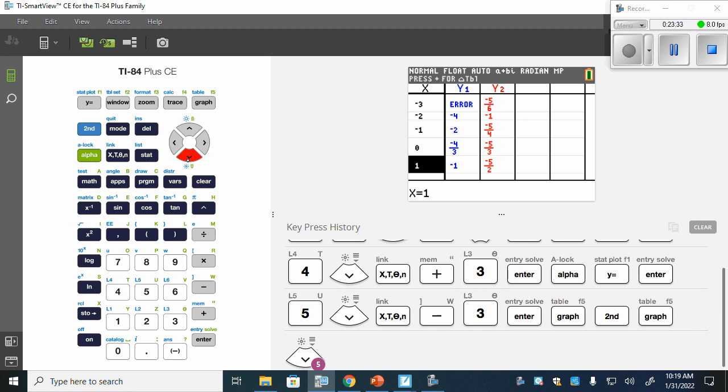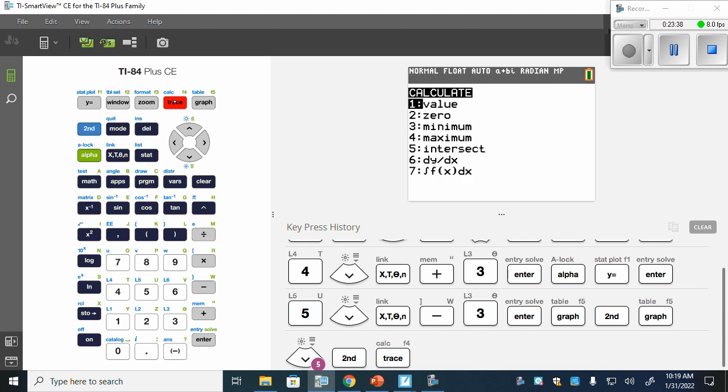Now the calculator will do intersections. If we go second trace, our calculate, because there are a few things that it can calculate, one of them is value. So if we put a value in, it'll tell us what the y value is for a given x. The second is zeros, so where it crosses the x-axis. The third one is a minimum. The fourth one is a maximum, the highest or lowest point within a range that we set. The fifth one is intersection, and that's the one we'd want. The last two are derivatives and integrals.